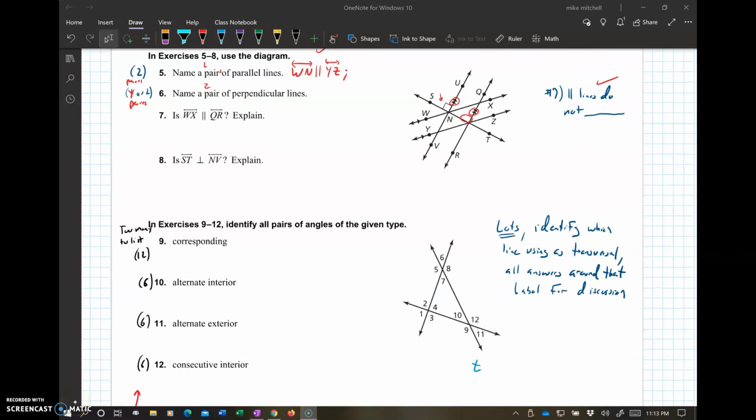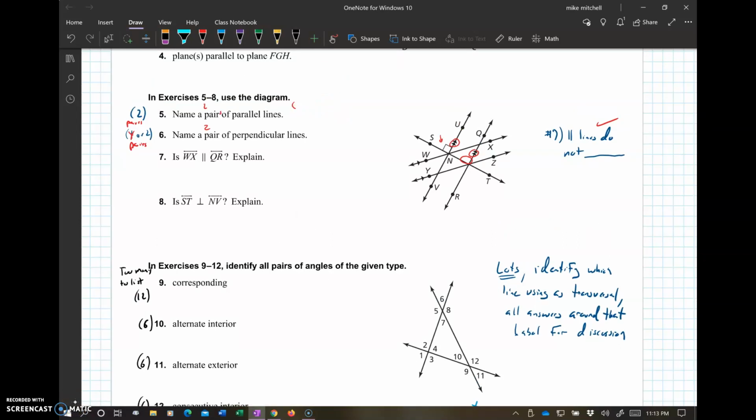9 to 12 is where it gets a little bit more challenging. Okay, I just want to get rid of some of this other junk up here. I probably should have paused this. Oh well.